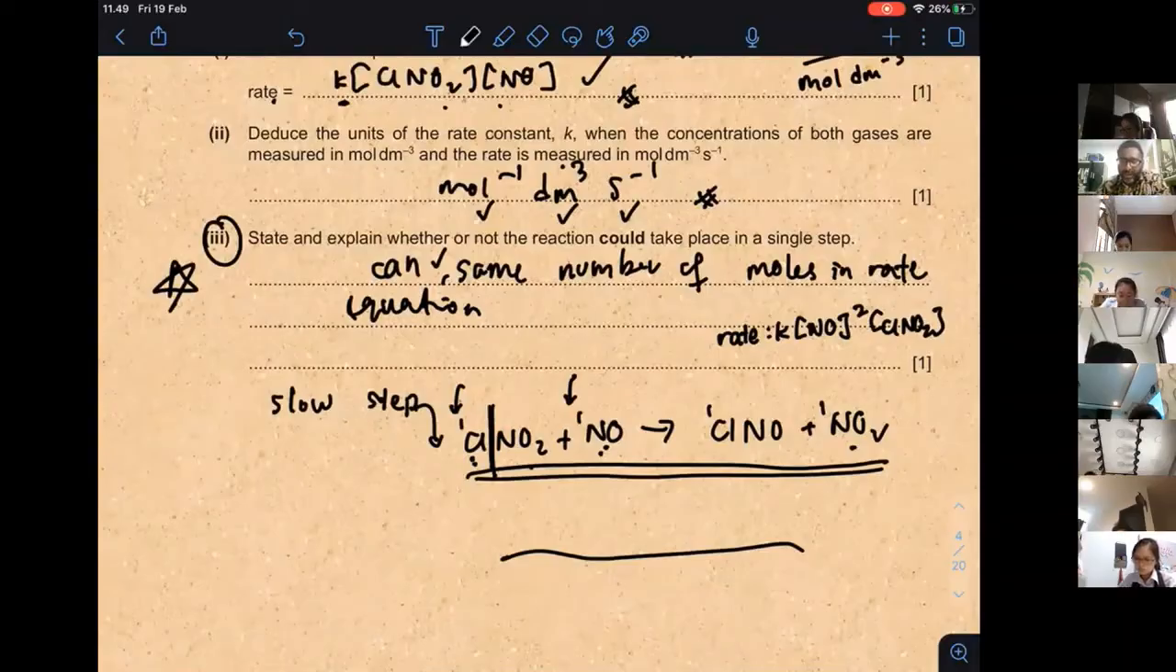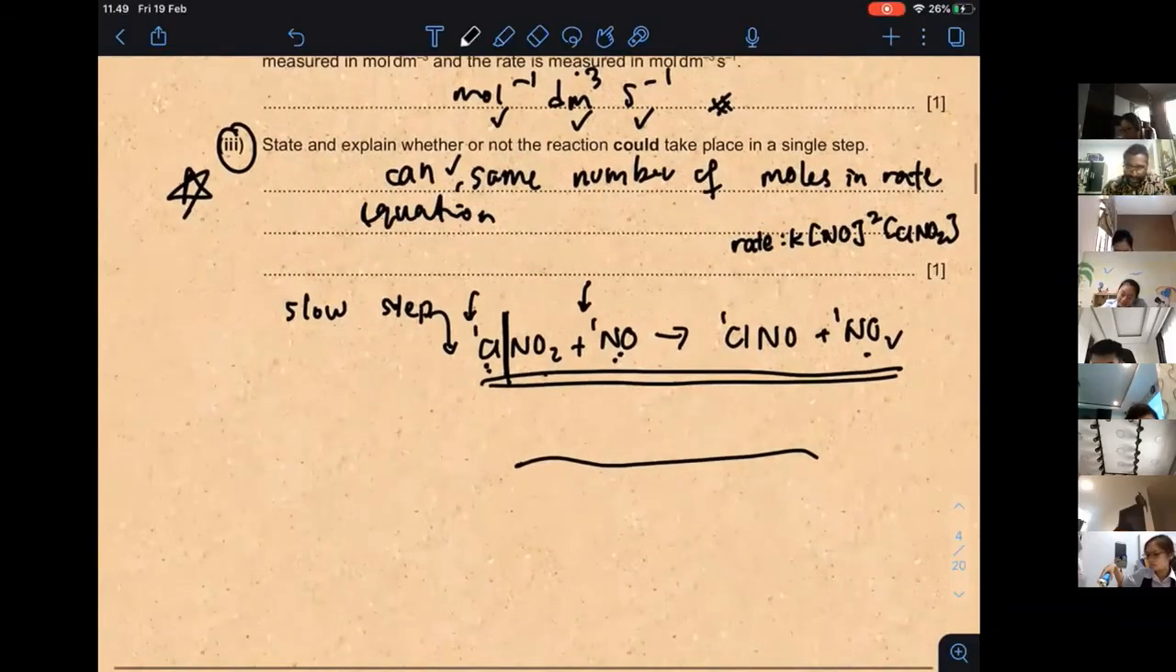Okay, or write it down in 3 steps, including the slowest step. Okay, and then you write it down and then suggest. So when you do the suggestion, it is important, when you have the rate equation and the reactants are in the rate equation, then you must include them in your slow step. For example, let me give you one example.